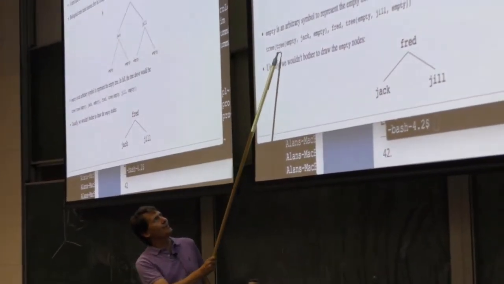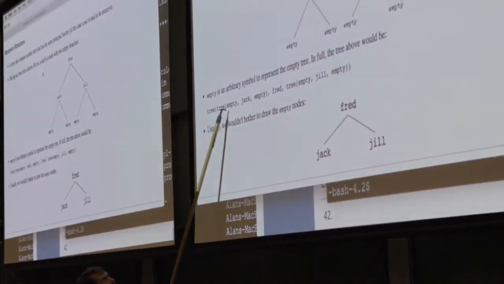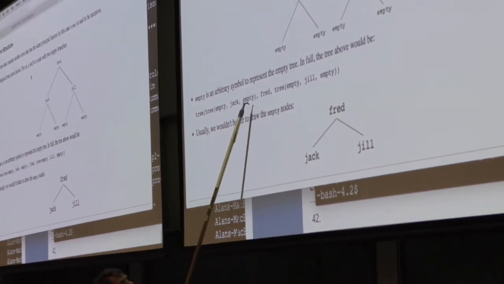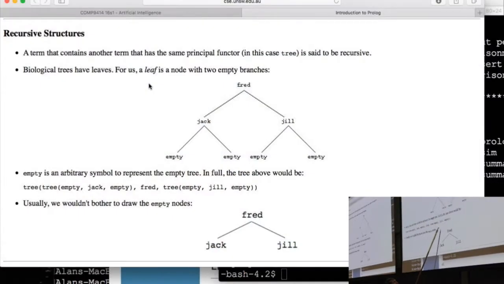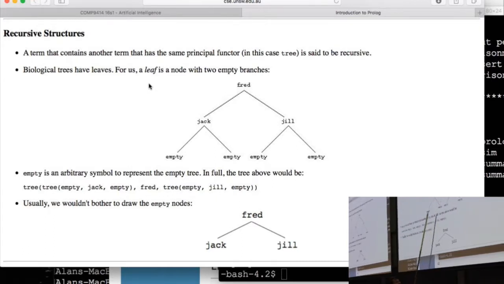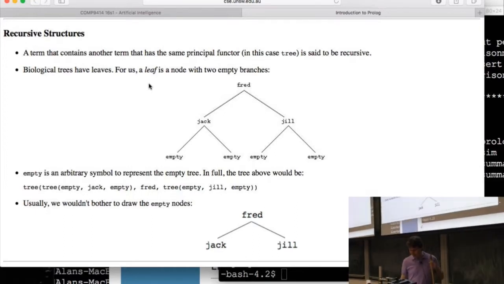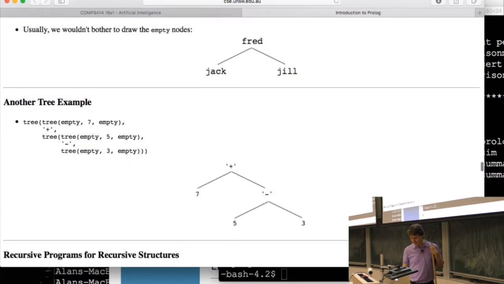And so we can build up these structures recursively. We can say tree, empty, Jack, empty, Fred, tree, empty, Jill, empty. So that's saying this tree has a root node which is Fred, and then the left child is this tree, and the right child is that tree. So we get this kind of composite tree like this. And using this notation, we can build up trees of arbitrary size.